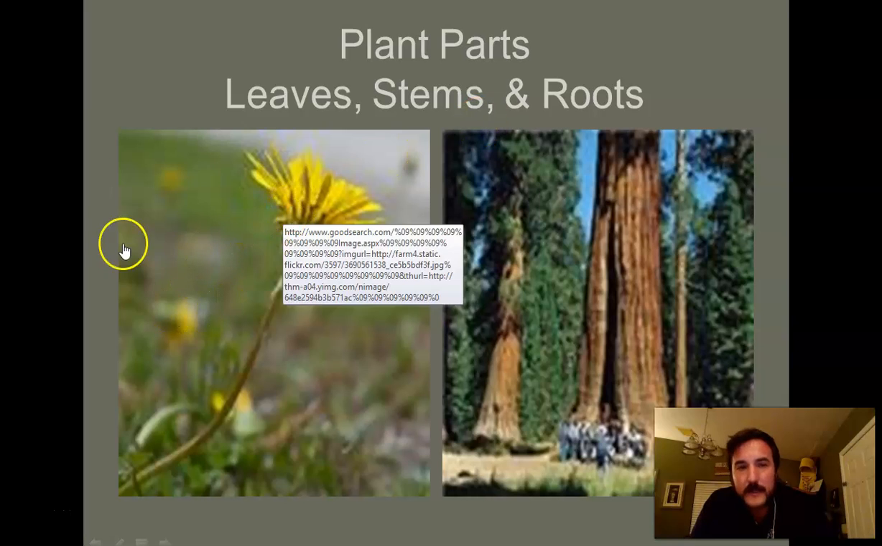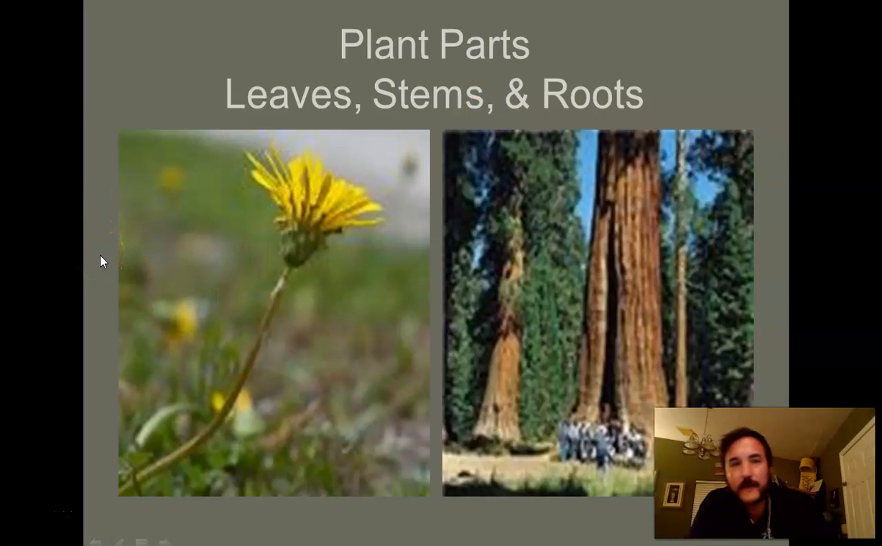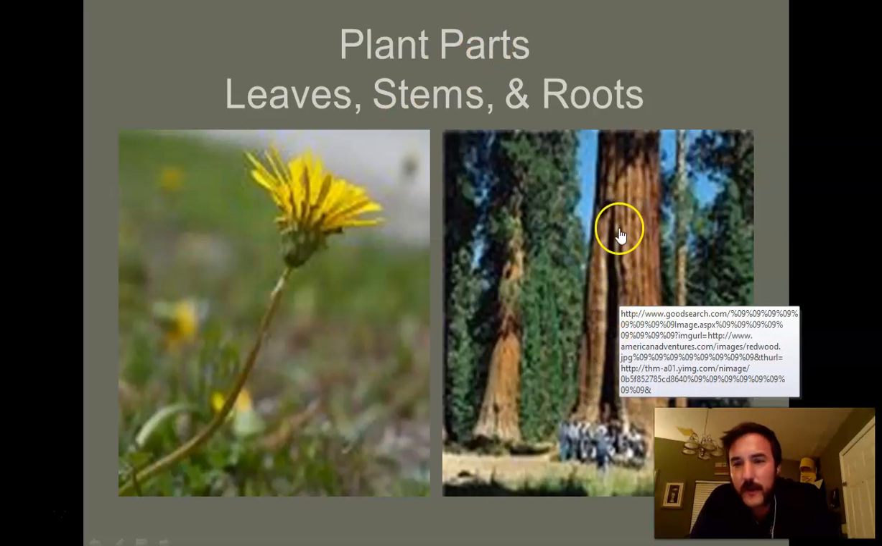Now, plants, as you know, just like a lot of different things, have things in common. They're made up of cells. These, in this case, are both vascular plants, which means they have tubes to transport nutrients, and a lot of times they have these three parts for most plants. Non-vascular plants don't generally have these, but at any rate, no matter if it's a small little dandelion or a huge, man, look at this huge redwood tree.